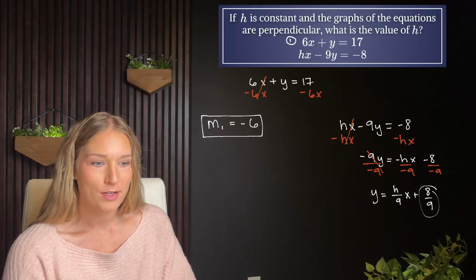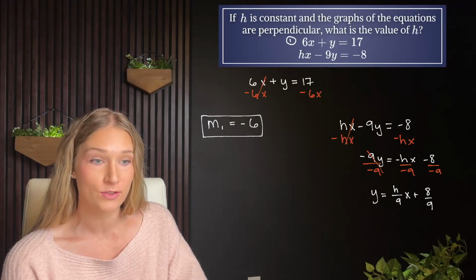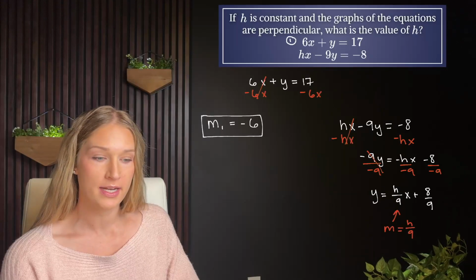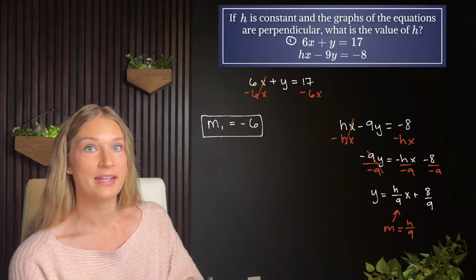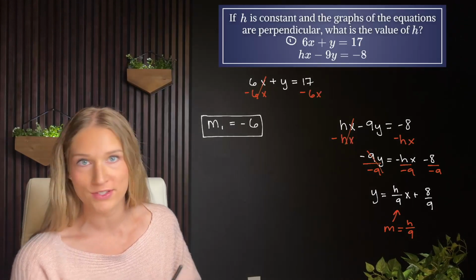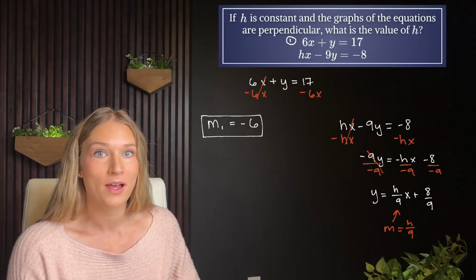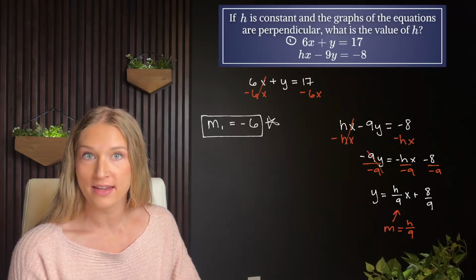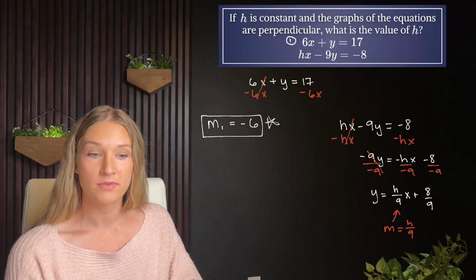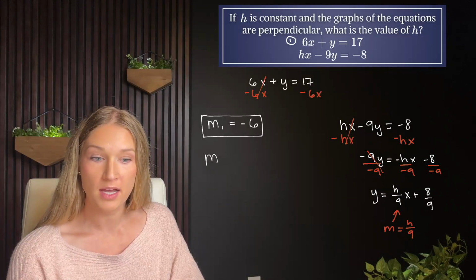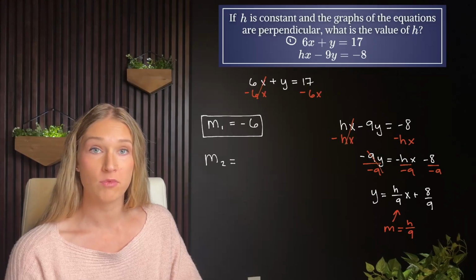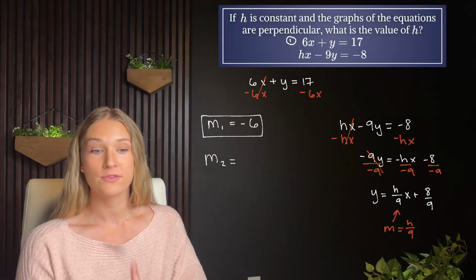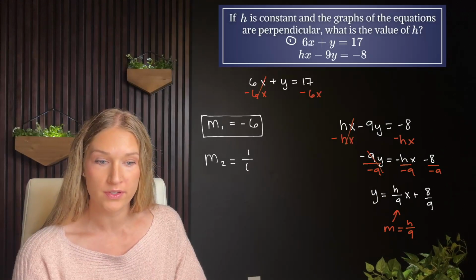Well, again, I really don't care about the y-intercept. What I care about here is the slope of this line. So my slope, m, is going to equal h over 9. But the other thing that we know is that it is going to be the opposite reciprocal of the slope in line 1. And that's because these two lines are perpendicular. So remember that the slope from line 1 way back over here is negative 6, which means that the slope of line 2 is going to be positive 1 over 6. Again, we're making it the opposite. Since line 1 is negative, line 2 is positive. And then I flip that 6 over to get 1 over 6.